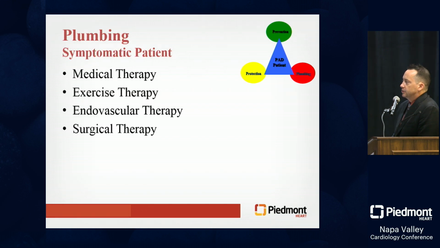And as per the patients who have symptomatic disease, the plumbing aspects are beyond this talk, but there's medical therapy, there's exercise therapy, there's endovascular therapy, and there's surgical options. Really, it doesn't matter what you choose at this level. What matters is that for all patients, the foundation of care for peripheral arterial disease is medical. This is what we do as internists, what we do as cardiologists. It's important that our patients be on guideline-directed medical therapy.